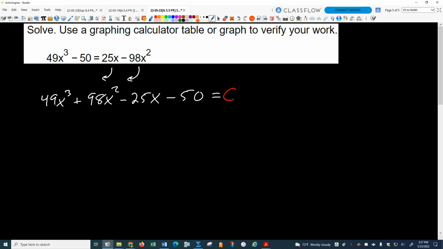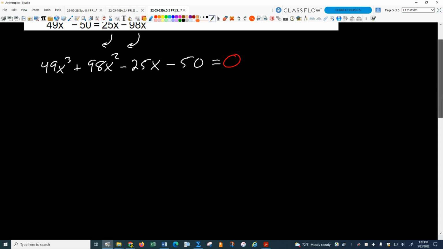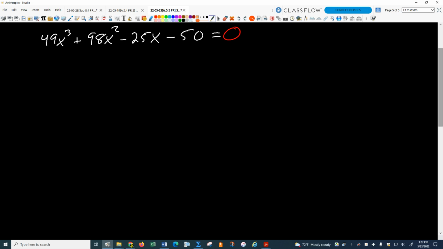Equals 0. Good. Okay, so now we've got a 4-term polynomial. What's our strategy for factoring a 4-term polynomial? I'm going to get 4 answers, true. 4 solutions. Got to factor by grouping, right? Got to break it into 2 pieces. So I'm going to split this thing down the middle. And I got my left group and my right group, right?